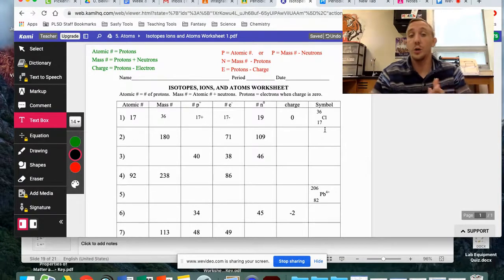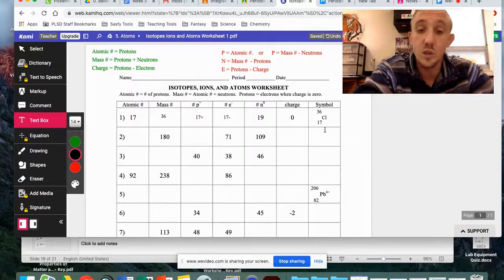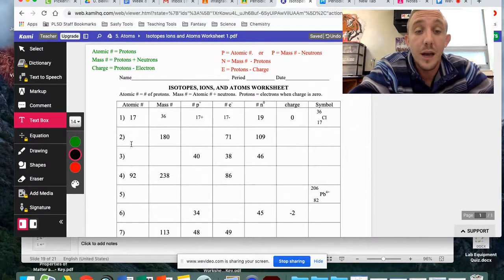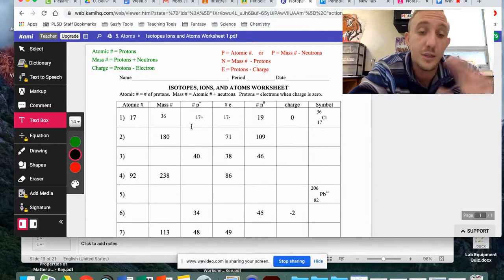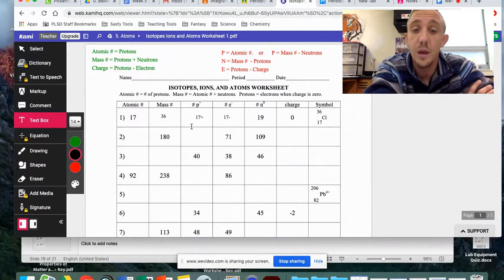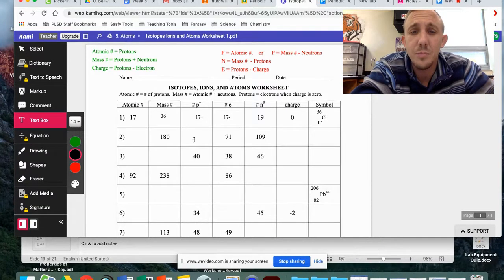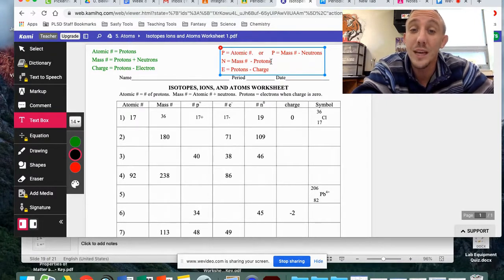Okay, so I'm assuming you paused it and you've already attempted. So let's go ahead and get started. Now, my atomic number, I cannot figure out because my atomic number is my protons, and I don't know my protons. So I'm going to go ahead and move on. Okay, I'm given my mass number. So how to find my protons? I need to know my atomic number. But I've also given another equation.